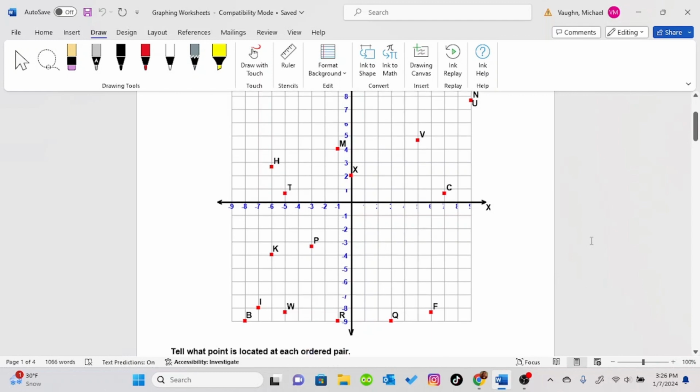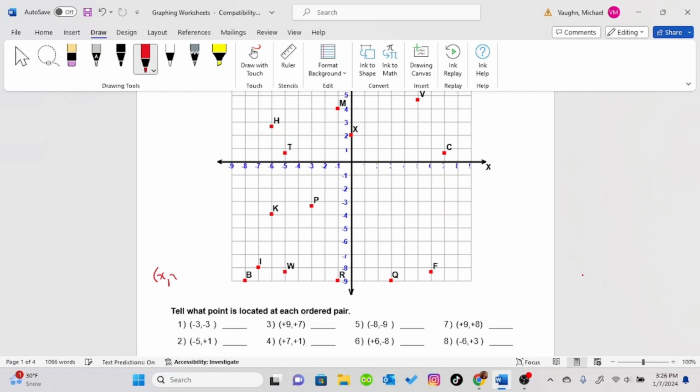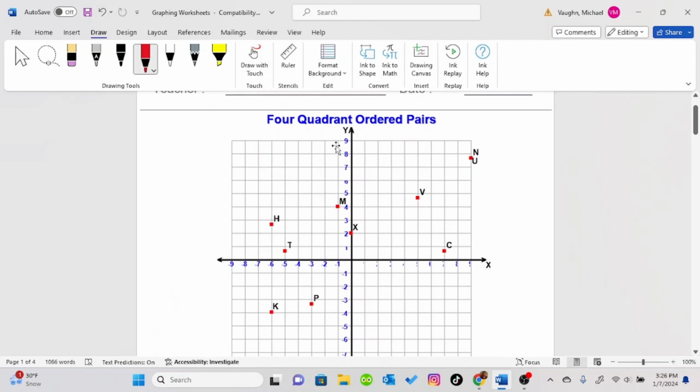So on the first page of the packet, the first thing they do is they give you points and they want you to determine what letter goes on that point. So one thing you have to remember is anytime you are given a point pair, it is always x coordinate, then y coordinate. And your x coordinate is left to right, and your y coordinate is up and down.